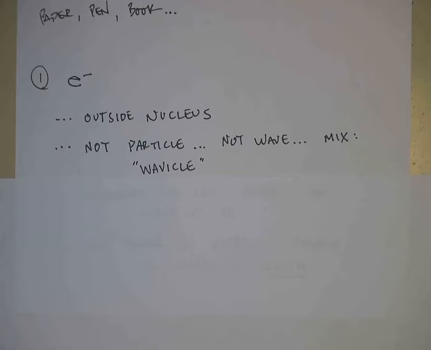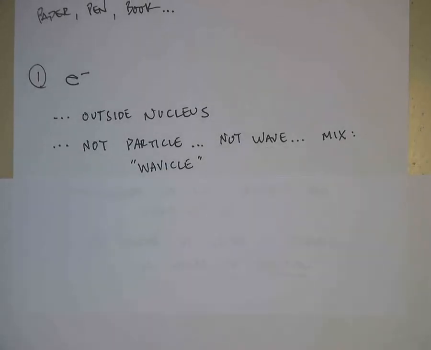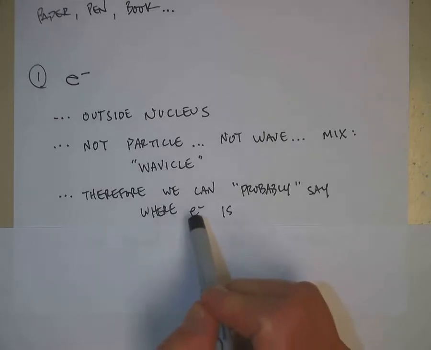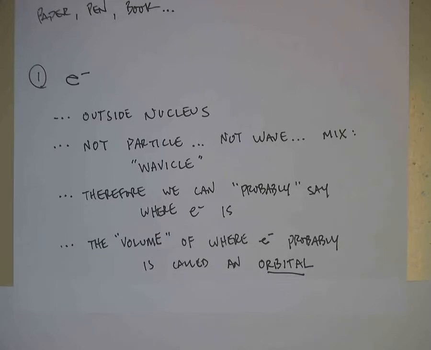There's mathematics that describes the particle and wave nature of the electron. That's beyond the scope of the class. Therefore, we can only say where the electron probably is, because you can't just pinpoint a speck of an electron somewhere, as a particle. And you can't say it's just like a flowing wave through the ocean, but we can say where the electron most likely is.